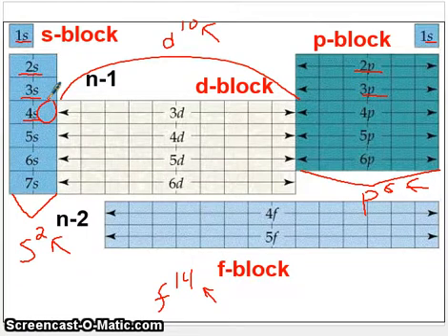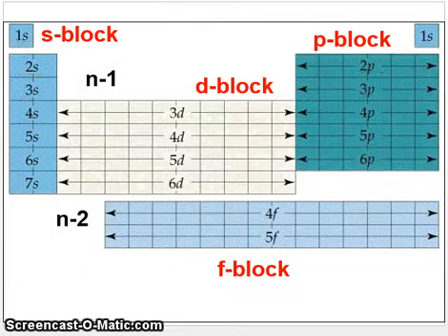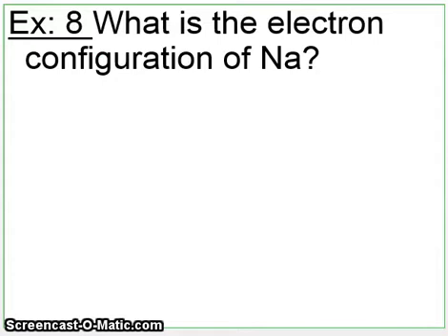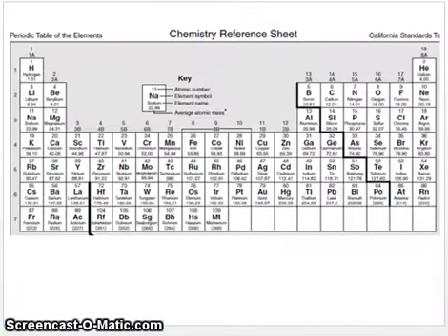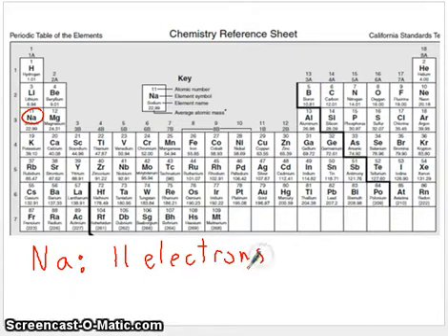So we're going to do another element here, and this example will make more sense as we're doing it. The question is, what is the electron configuration of sodium? We'll have to write the whole configuration of sodium from the beginning. The first thing to do is to find sodium, and I'm going to refer to the periodic table that you have. Sodium is found right here. Sodium is element number 11, so it has 11 electrons.